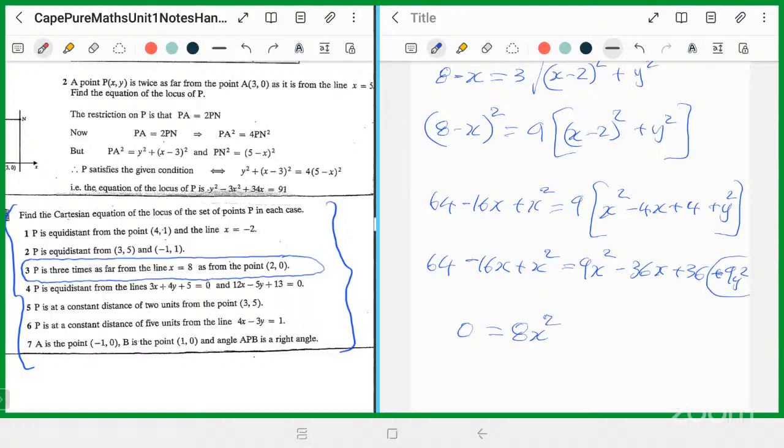Then we have the y squared there, which is 9y squared. Then x: when that 16x over here becomes positive, negative 36 plus 16 becomes negative 20. So we have minus 20x. Then we have the numbers now. The numbers are this and this.